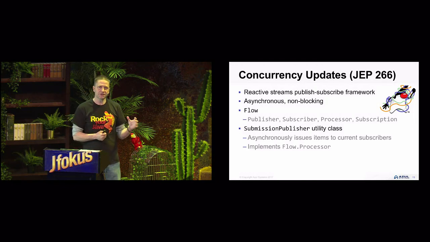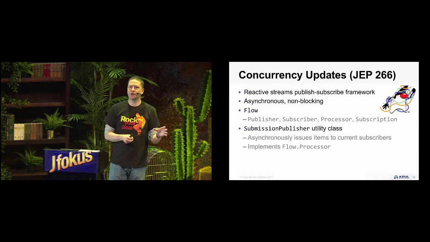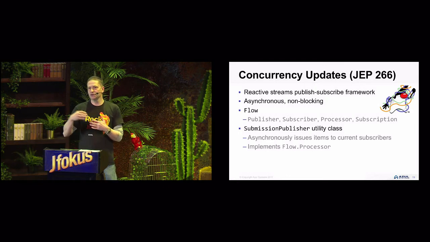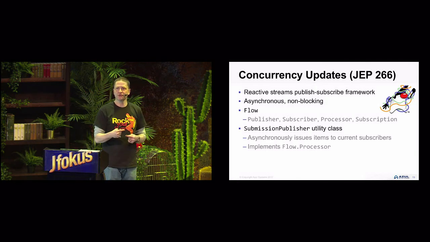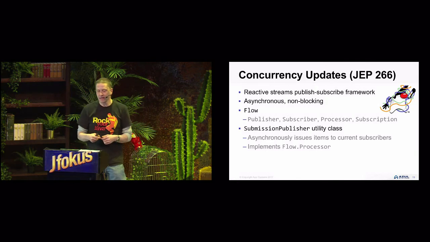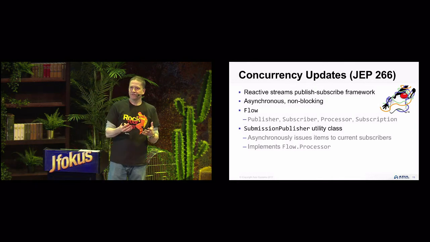So one of the things is the idea of a reactive streams framework. Reactive streams have become quite popular recently because it's the idea of using threads in an asynchronous way. So we don't have to block threads, and we can actually make more efficient use of the threads to get more work done. What JDK 9 includes is this idea of a reactive streams publish-subscribe framework.